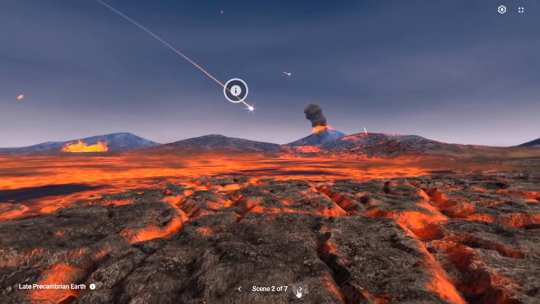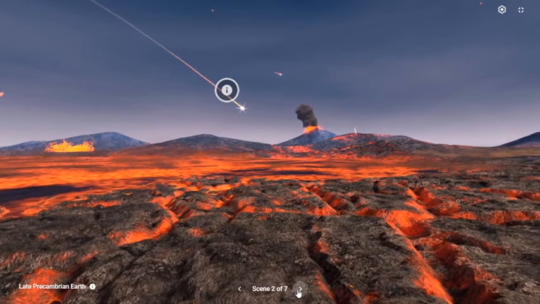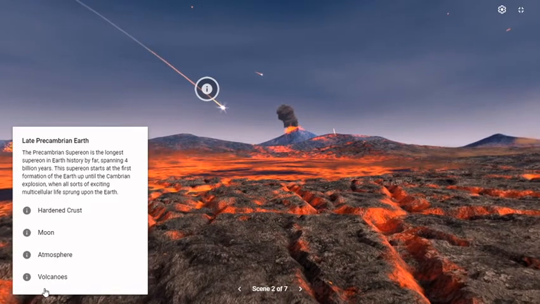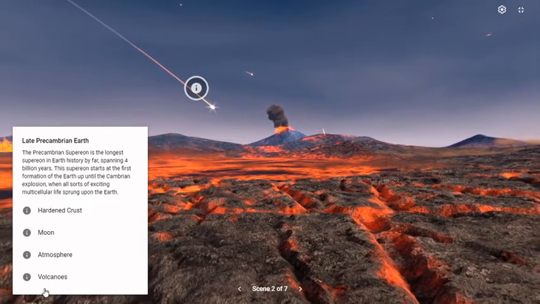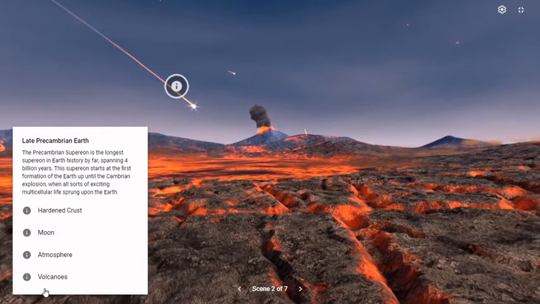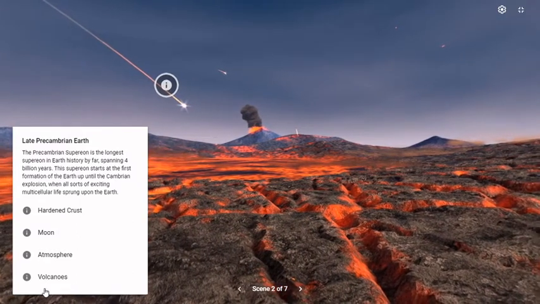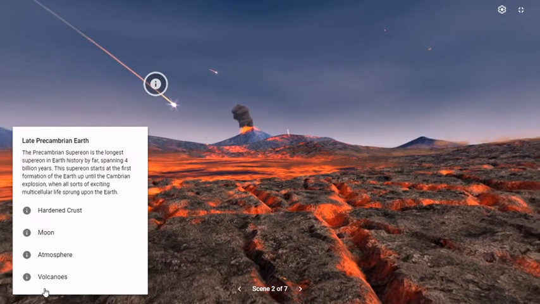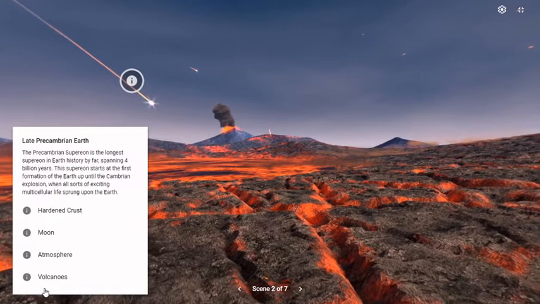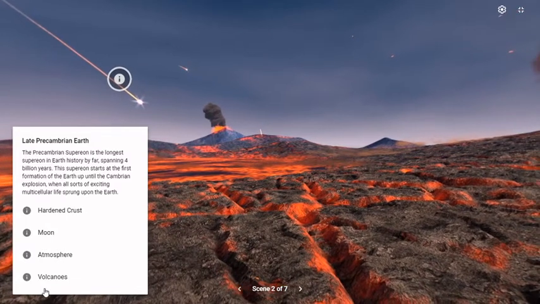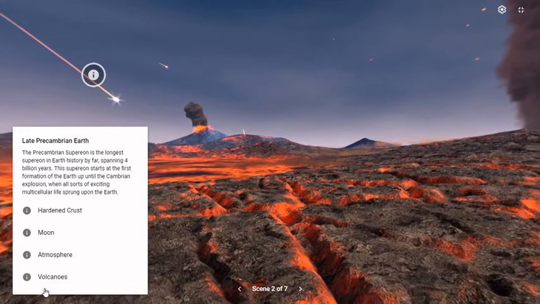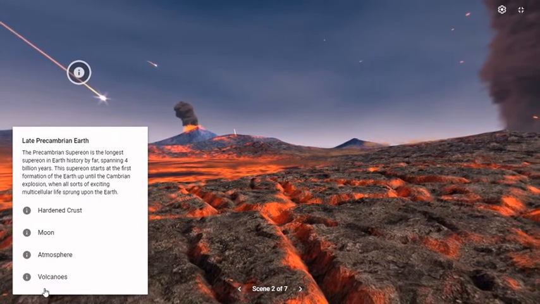Well, welcome to the late Precambrian Earth. The Precambrian supereon is the longest supereon in Earth history by far, spanning 4 billion years. This supereon starts at the first formation of the Earth up until the Cambrian explosion, when all sorts of exciting multicellular life sprung upon the Earth.